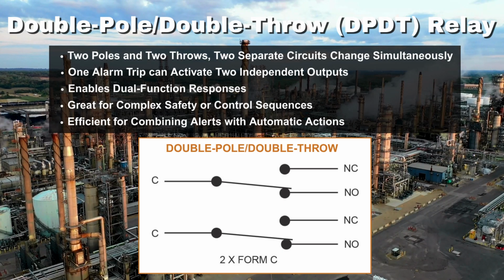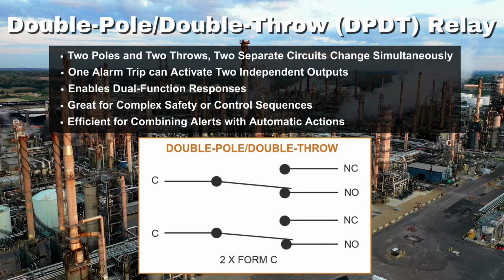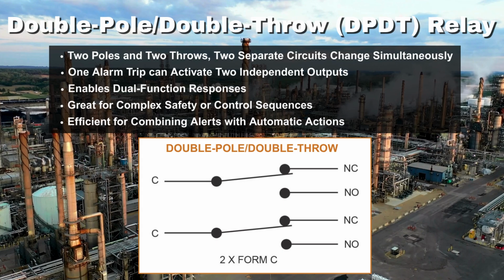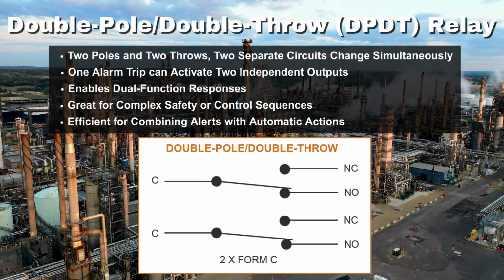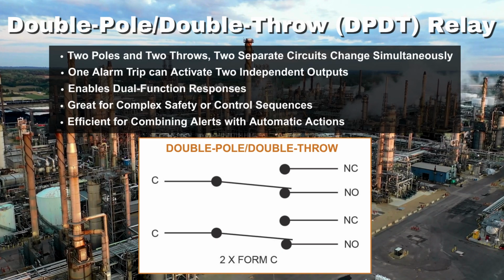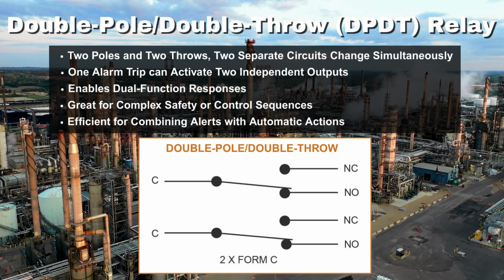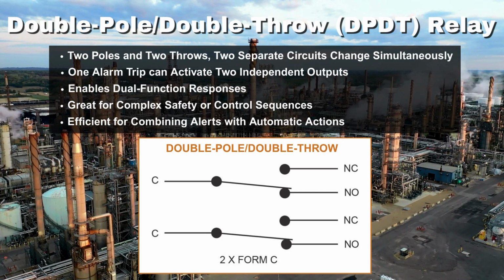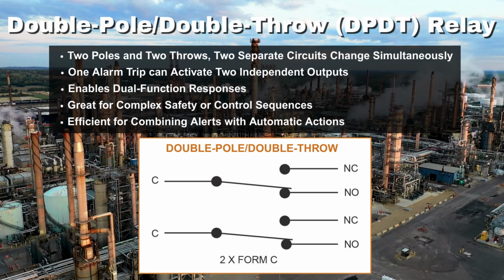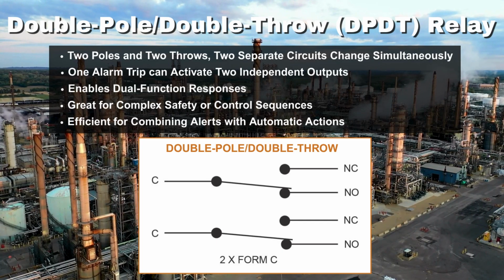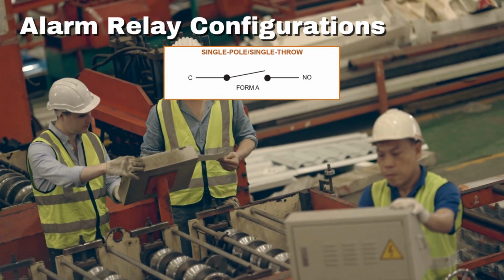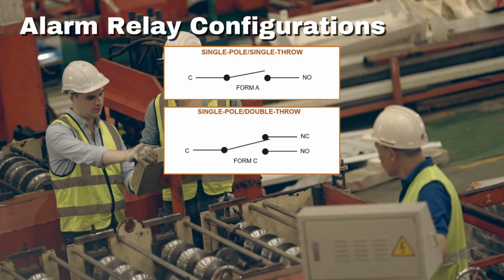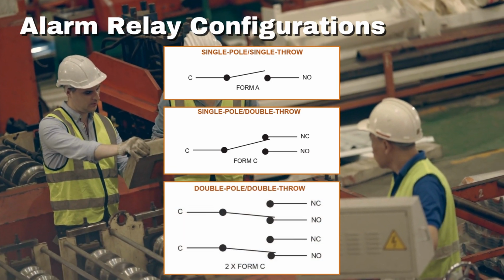Finally, there's the double pole double throw relay. This type includes two independent contact sets that change state simultaneously. With a double pole double throw, one relay trip can trigger two separate actions at the same time. For example, one output might activate an alarm light, while the other shuts off a valve or starts a blower. It's a powerful option when you need your alarm trip to do more than one thing in response to a single input condition. Understanding these relay configurations helps you match the alarm trip response to your specific application needs, whether that's a simple indication or multi-step safety actions.